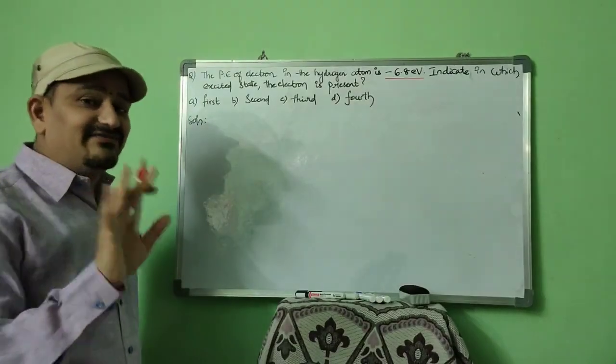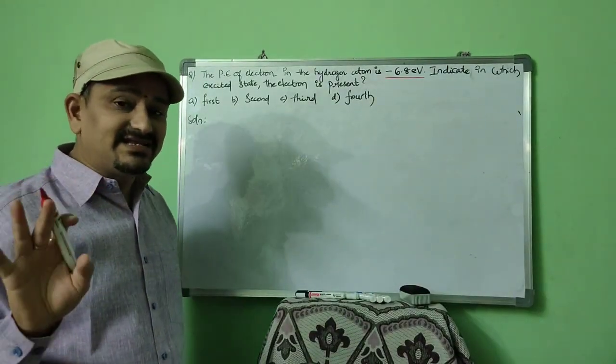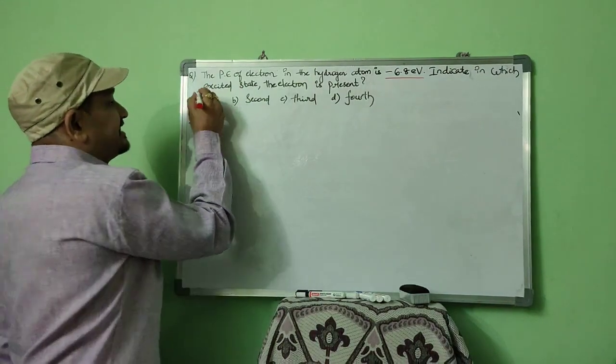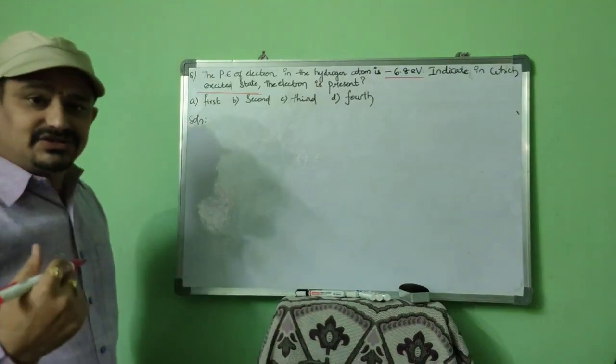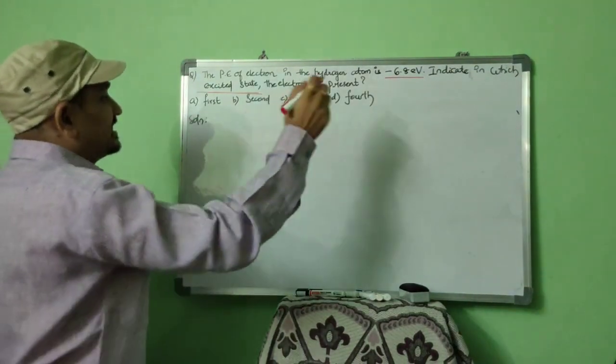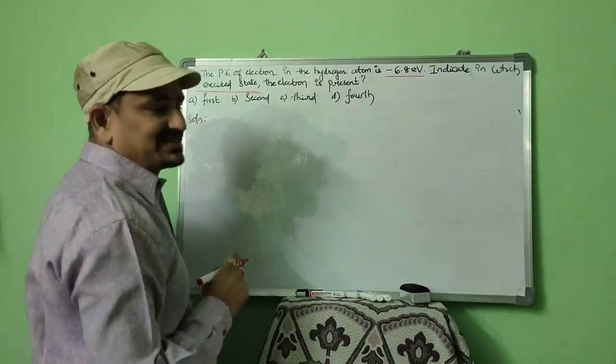See the question, in which orbit? They are not asking directly for the orbit. In which excited state? Orbit only, but not the electron in the ground state. Electron in the excited state. In which excited state is the electron present?